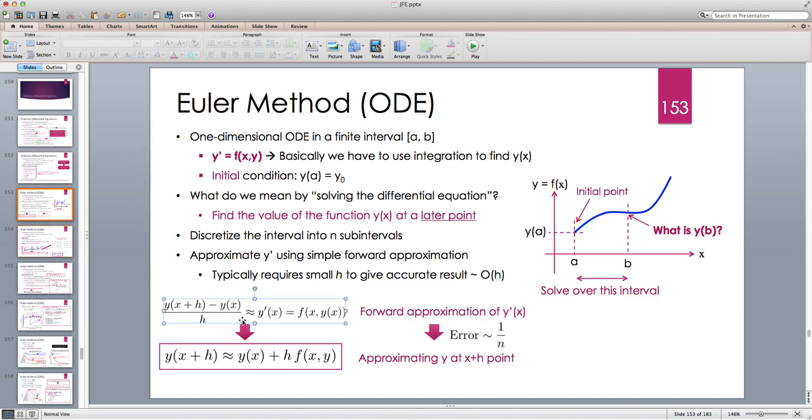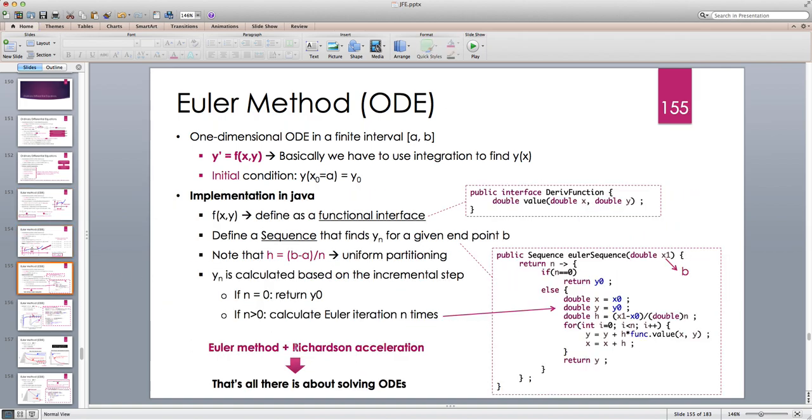This approximation, the forward difference approximation for the derivative, has a very poor error, order of h or order of 1 over n. But then I apply a Richardson acceleration, and you probably can guess third order or fourth order Richardson acceleration should give me a very good error, like 1 over n to the third power or 1 over n to the fourth power. So Euler method plus Richardson acceleration is all that there is about solving the ODEs using the Euler method, or basically trying to find a very simple way of solving it. We find the sequence, we accelerate it, and we get a very fast converging result.